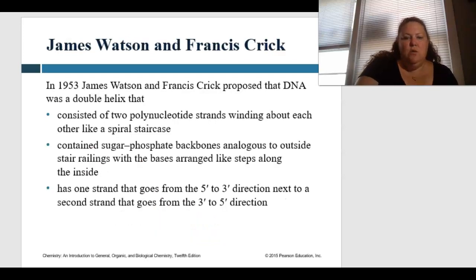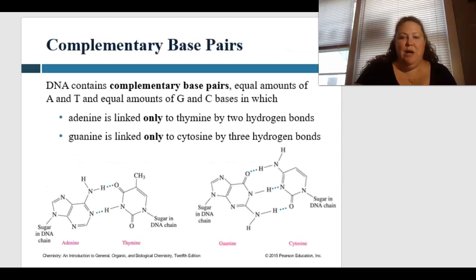Okay? So in come Watson and Crick. In 1953, James Watson and Francis Crick proposed that DNA was a double helix that consisted of two polynucleotide strands winding about each other like a spiral staircase. This contained sugar-phosphate backbones on the outside, analogous to the outside stair railings, with the bases arranged like steps along the inside. One strand goes in the 5' to 3' direction, and the second strand goes in the antiparallel direction, or the 3' to 5' direction.